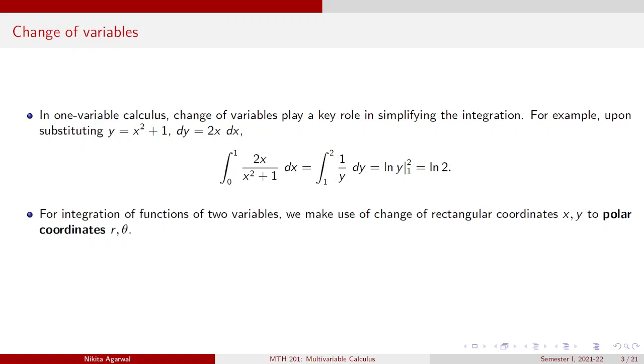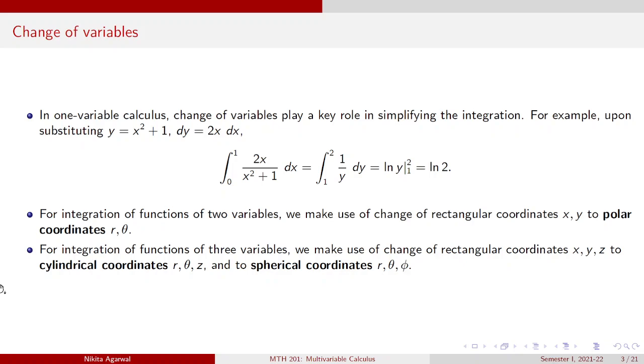So we are going to talk about three primary change of variables. First is polar coordinates, which is for two variables. So when you have R2 or the plane, then this is what you do. So for integration of functions of two variables, we make use of change of rectangular coordinates, x, y, called rectangular coordinates, to polar coordinates r, comma, theta. We'll come to all this. I'm just telling you what we are going to do in this lecture.